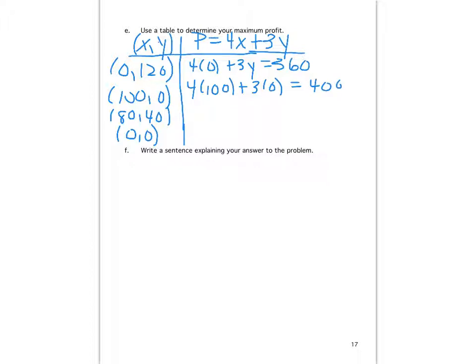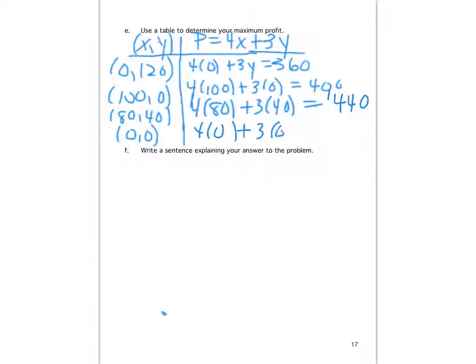And we're going to put in the 80, so we are going to have 4 times 80, and 3 times the 40. And that total is going to give us 440. And then, of course, if we put the 0 in, 4 times 0 and 3 times 0. You don't sell, you don't make money. There's a 0. All right. So we come back, and again, our objective was to make the most money, and that is going to occur right here.